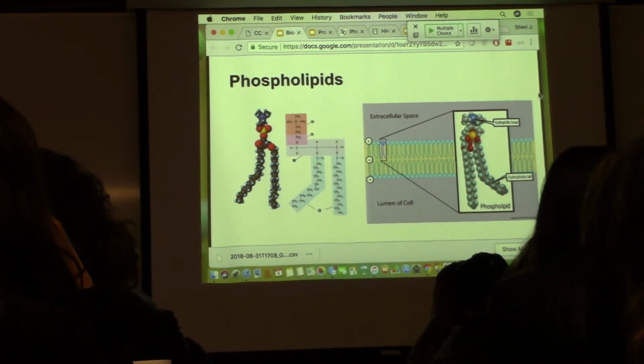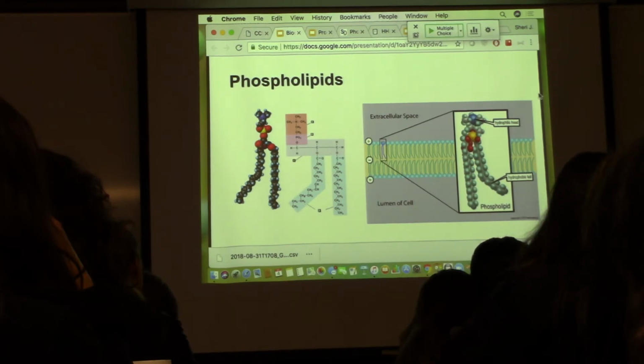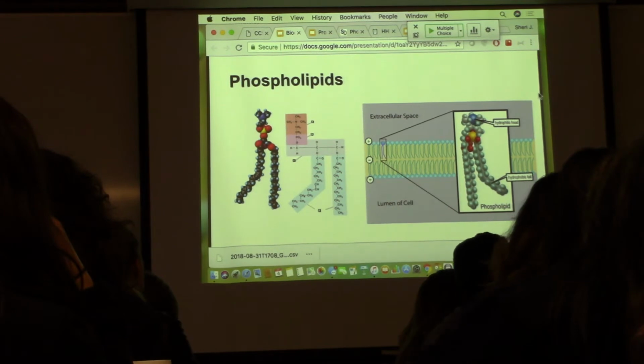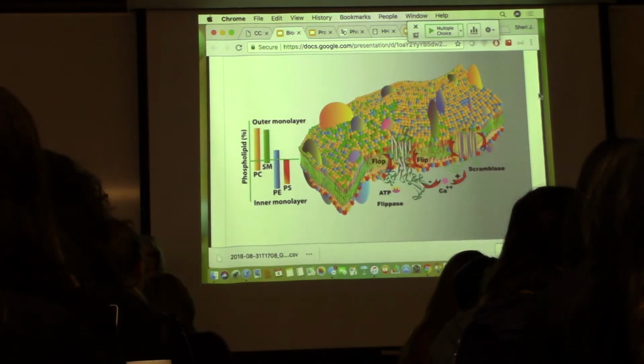The plasma membrane is kind of like the bouncer at a bar. It says you can come in, but you can't, right? And it's got some tricks that we'll explain later on in terms of controlling flow of materials in and out of the cell. Questions on that? So those are phospholipids. This is just a cool picture.